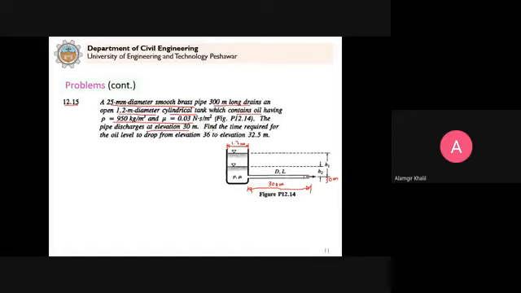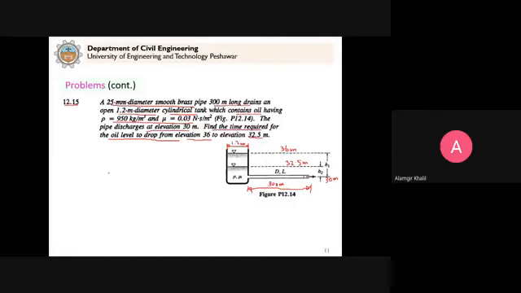Now the question is to find the time required for the oil level to drop from elevation 36 meter to elevation 32.5 meter. Here the elevation is 36 meter, and here the elevation is 32.5 meter. How much time will it take? That we need to calculate.